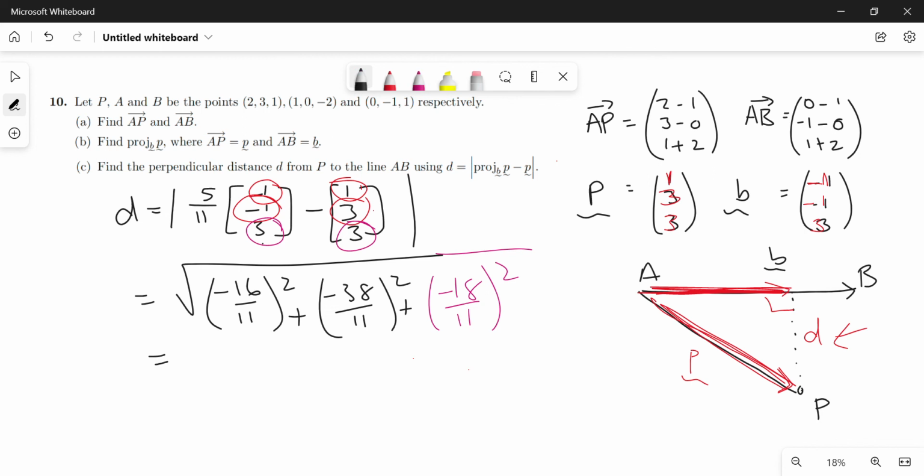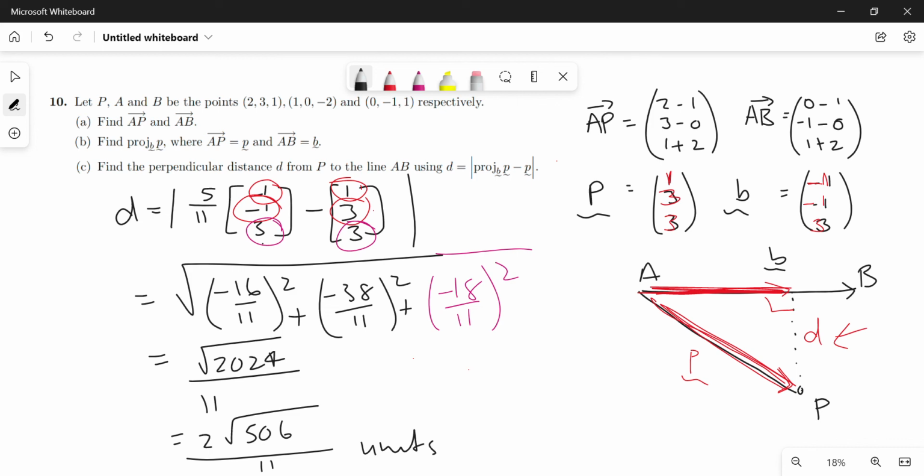So they've all got a common denominator of 11 squared. So the square root of 11 squared is 11. On the top, I've got 2024, which does simplify to 4 times 506. So 2 root 506 on 11. And so if I wanted exact, that would be my distance there.